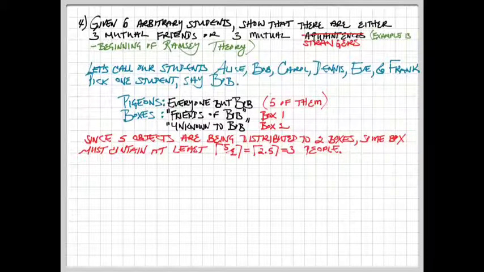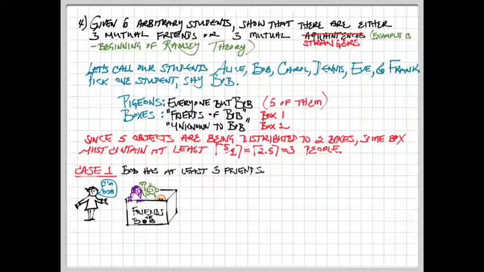By the generalized pigeonhole principle, we're starting with 5 objects, distributing them to 2 boxes. So we know the conclusion is some box will contain the ceiling of 5 divided by 2. That's a ceiling of 2.5, which is 3 people, rounding up. So there are 2 cases happening here. Case 1 is that there are at least 3 friends of Bob. Case 2 is that there are at least 3 strangers to Bob. So consider case 1, where Bob has at least 3 friends.